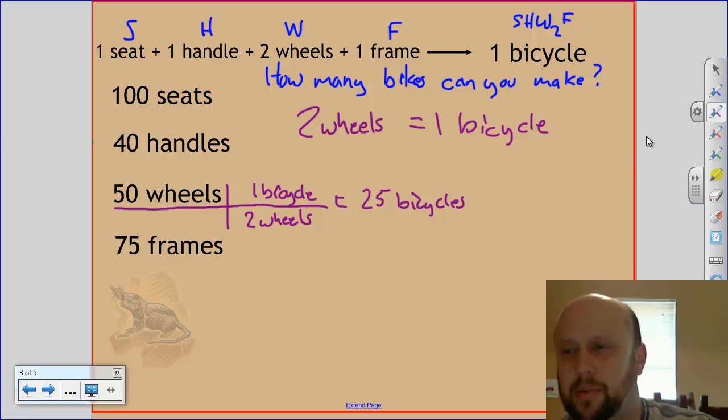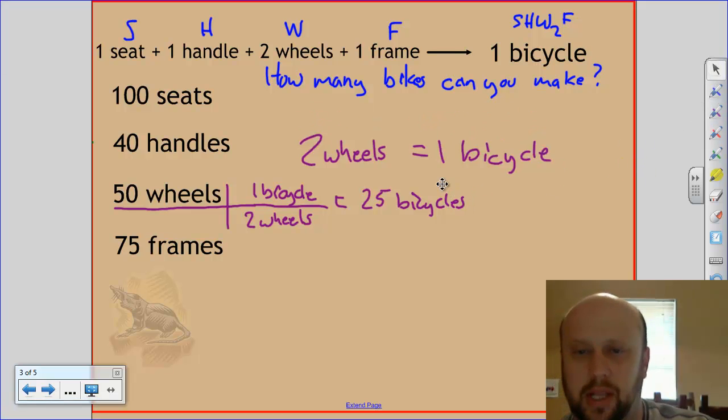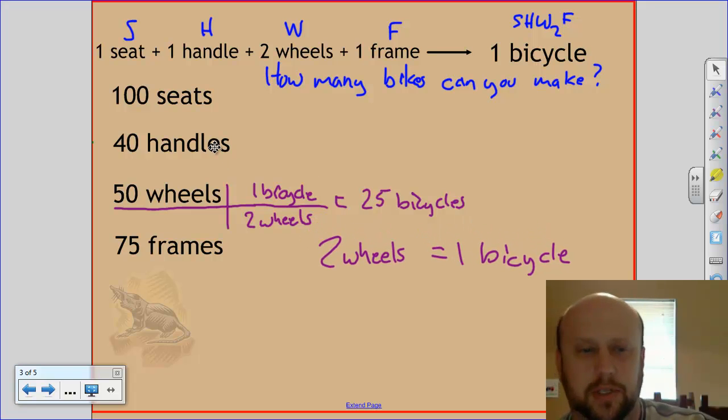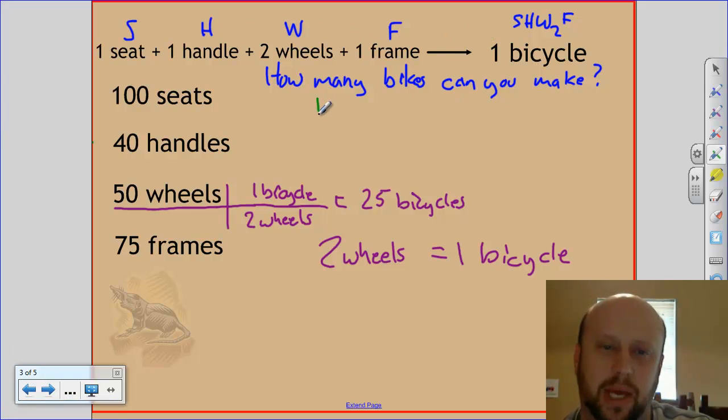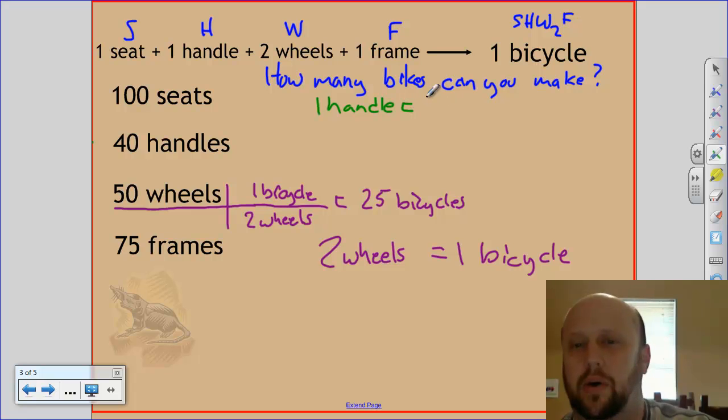And just to make sure that I'm not totally crazy here, which is plausible, let's do that same sort of deal for the handles and see how that worked out. If we look at our equation, one handle makes one bike. Or I need one handle to make every bike, I guess would be more appropriate. So one handle, one bike.